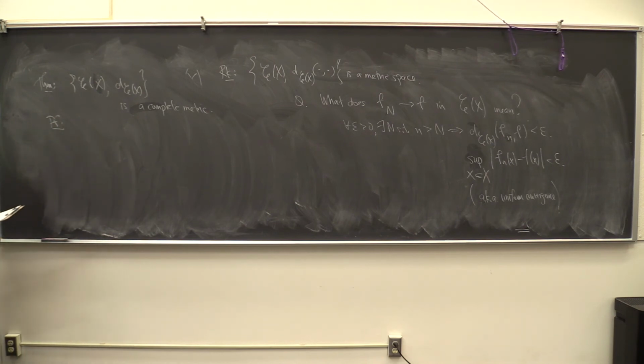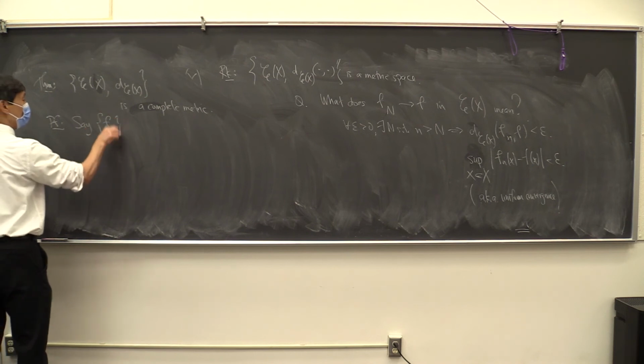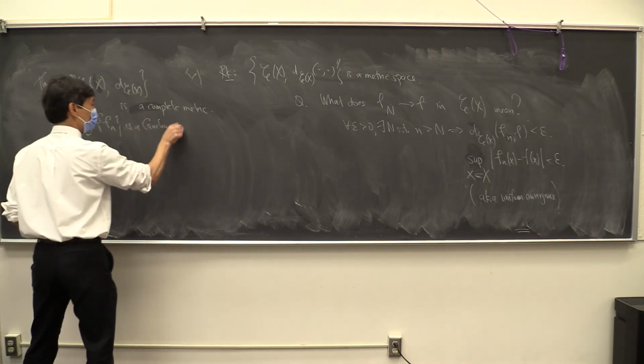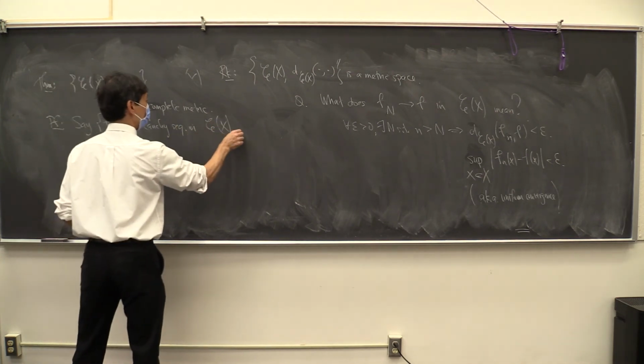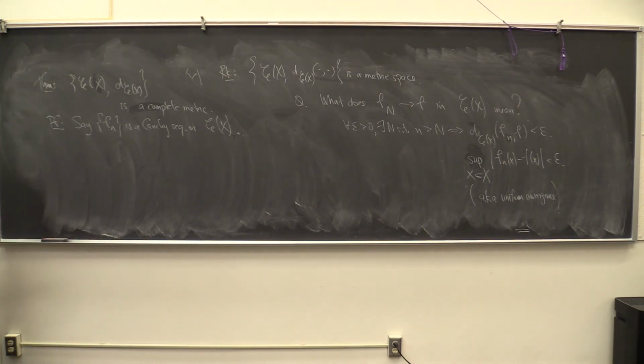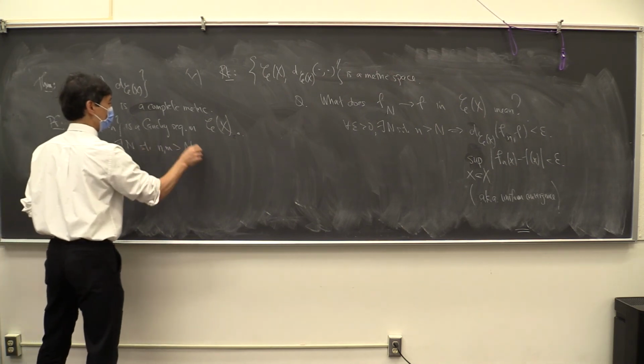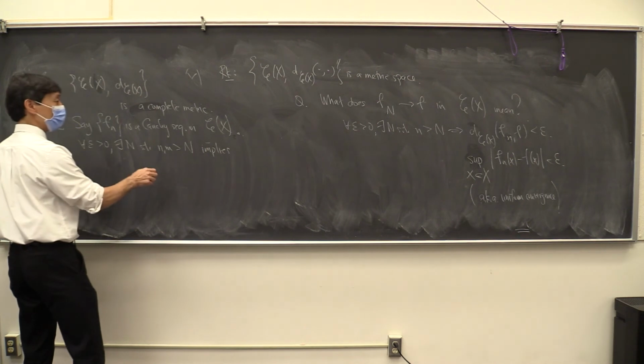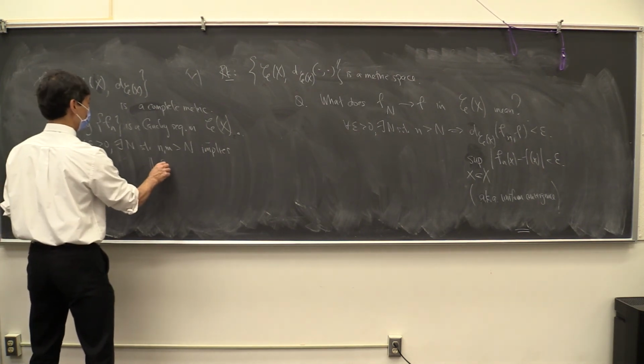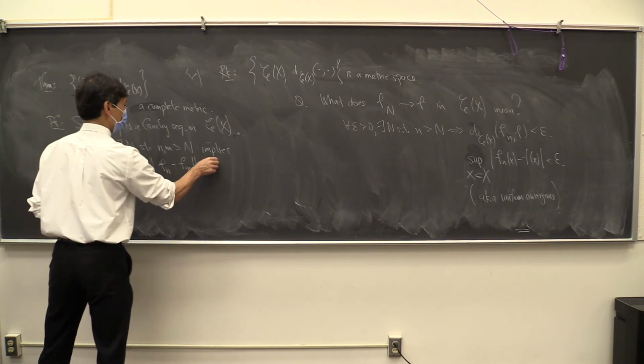We want to show that every Cauchy sequence actually converges. So let's say that f sub n is a Cauchy sequence in this space. So what does that mean? That means that for all epsilon greater than zero, there exists an N past which the norm of f sub n minus f sub m is smaller than epsilon.